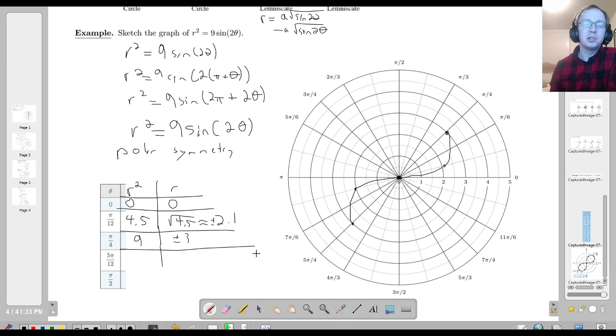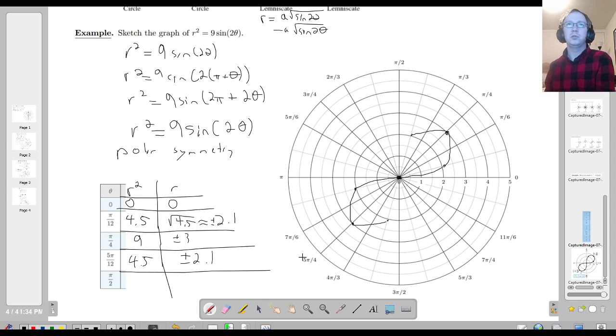Let's keep working with this. 5 pi over 12. If I plug in 5 pi over 12 and double it, that's 5 pi over 6. The sine of 5 pi over 6 is 1/2. So 9 times 1/2 is 4.5. So if I take the square root of both sides, r squared is 4.5. That means r is, well, we did this before, 2.1 or negative 2.1. So let's look at that. 5 pi over 12, that's right here. So here's 2.1, and in the opposite direction, here's negative 2.1. And there's nothing magical about these numbers I chose to plug in. I'm just picking some numbers so I can get a feel for things.